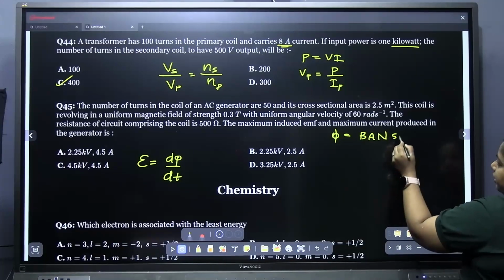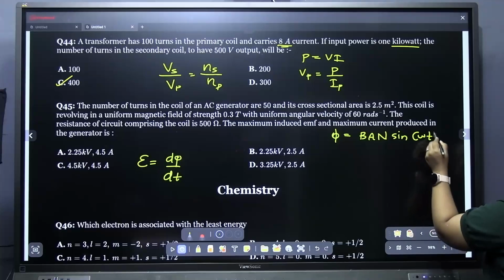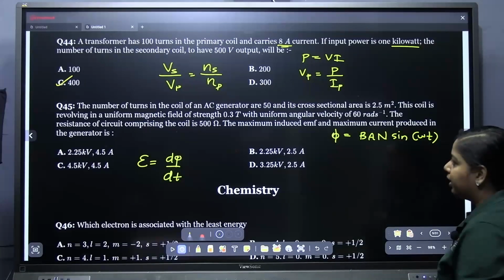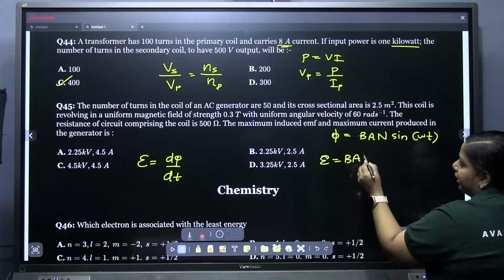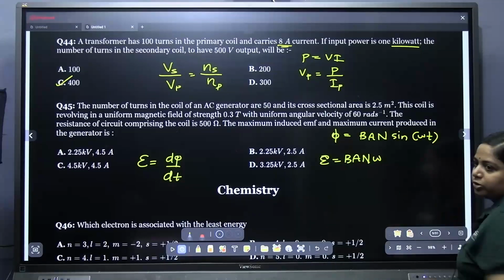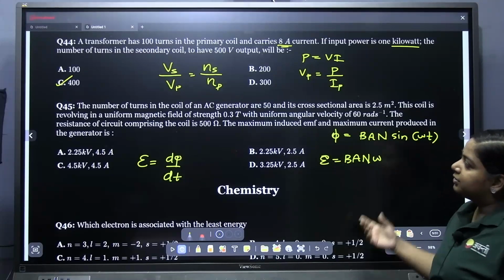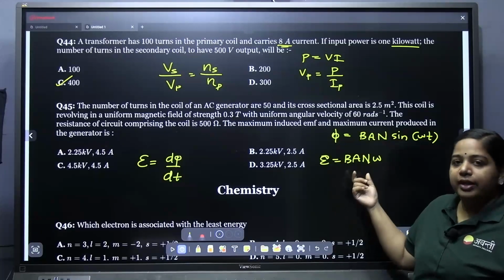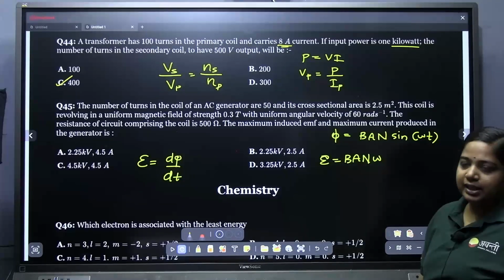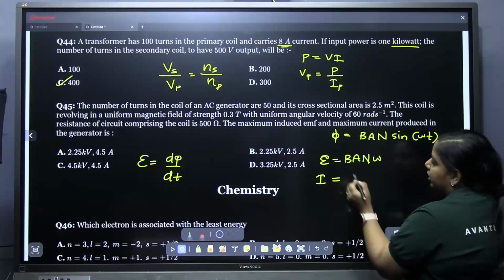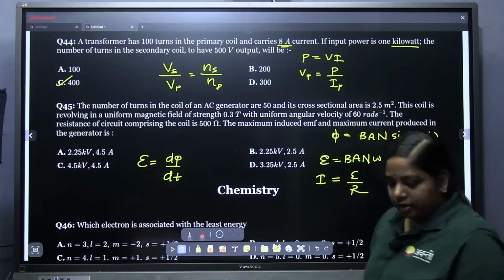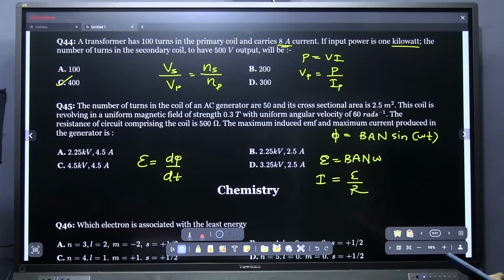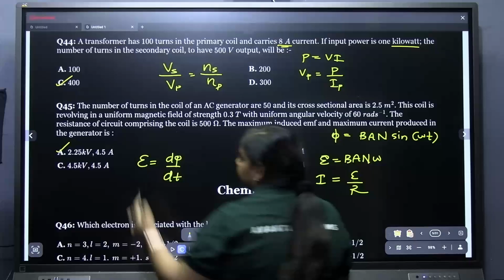In this, phi is BAN sin omega t. When you differentiate, you will get EMF equal to BAN omega cos omega t. Since we are asking for the maximum value, we can just take BAN omega as the EMF, and current is equal to EMF by R. So it is a direct formula. Option A is the answer.